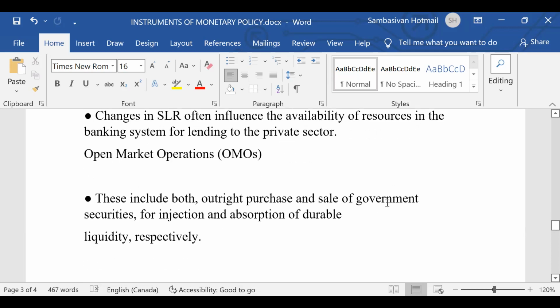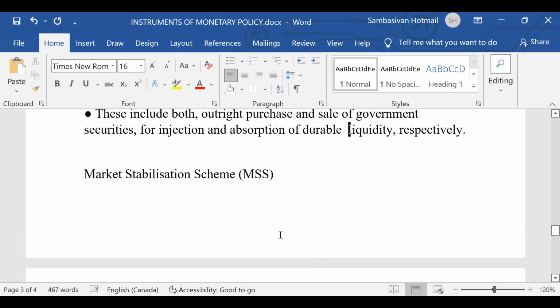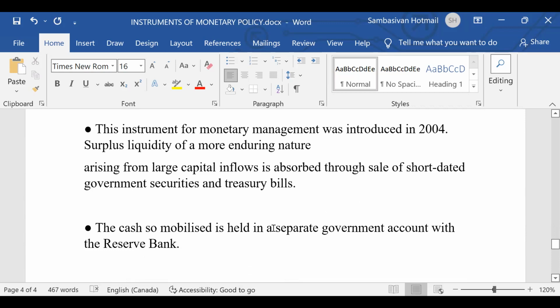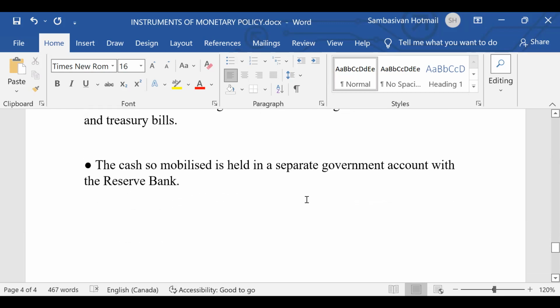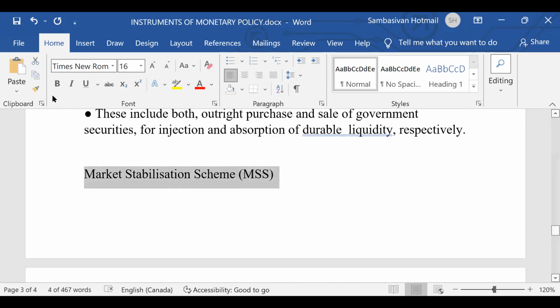Open market operations: these include both outright purchase and sale of government securities for injection and absorption of durable liquidity, respectively. Market stabilization scheme: this instrument for monetary management was introduced in 2004. Surplus liquidity of a more enduring nature arising from large capital inflows is absorbed through sale of short-dated government securities and treasury bills. The cash so mobilized is held in a separate government account with the Reserve Bank. What was that? That was market stabilization scheme.